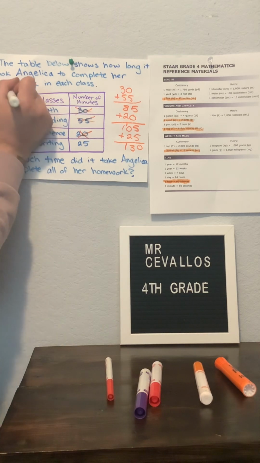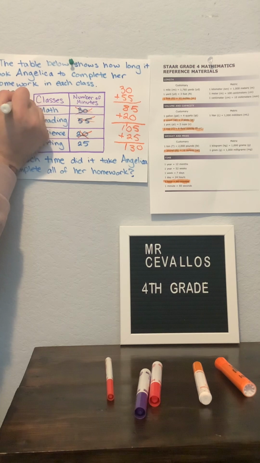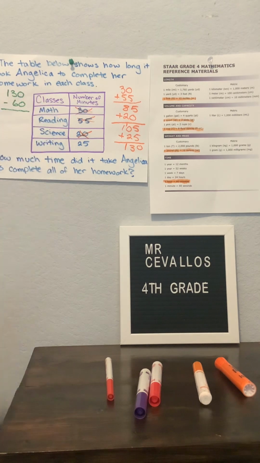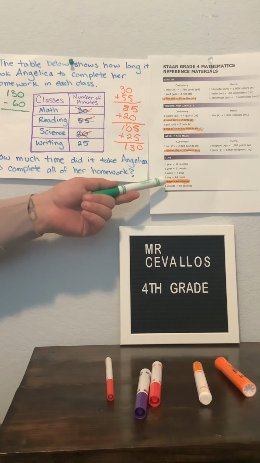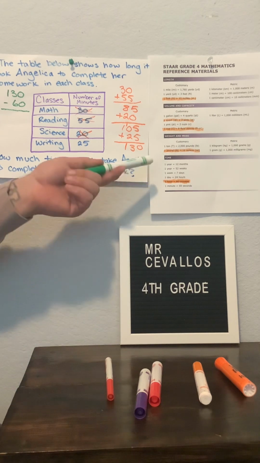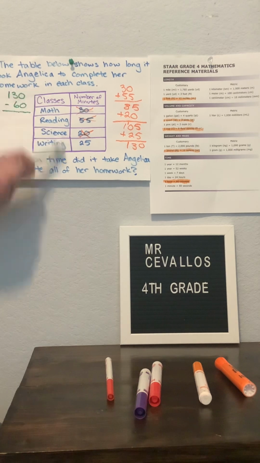Well, let's think about that. 130 minus 60. Why is it 60? Because again, my star chart tells me so: 1 hour equals 60 minutes. Can I take 1 hour? Can I take 60 minutes away from 130 minutes? The answer is yes. Let's do it.